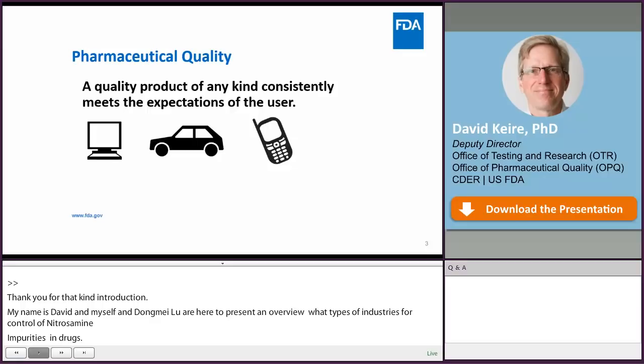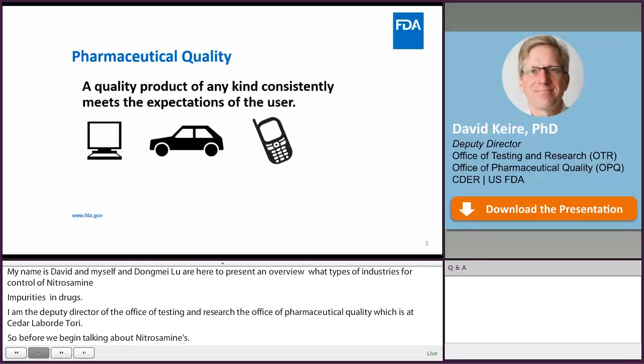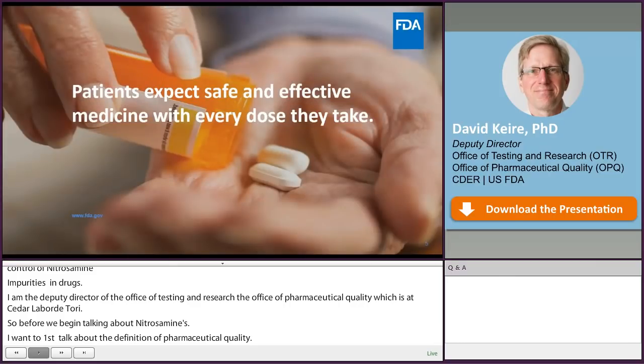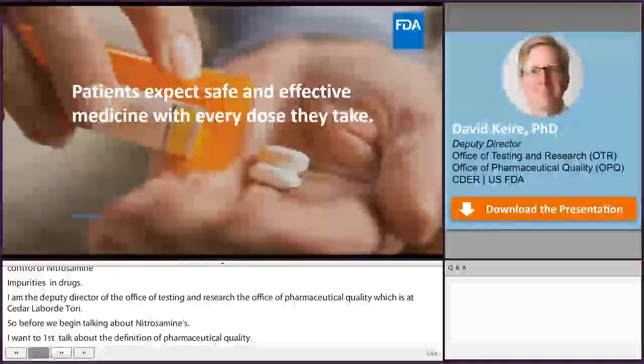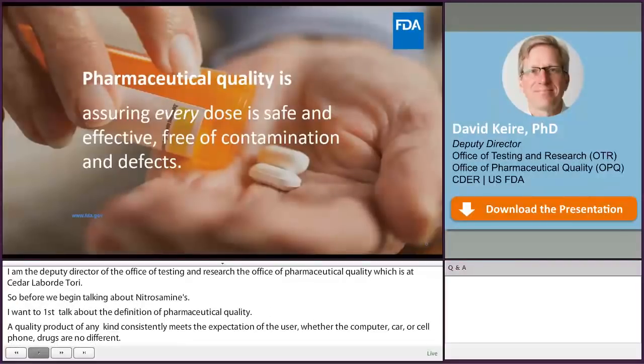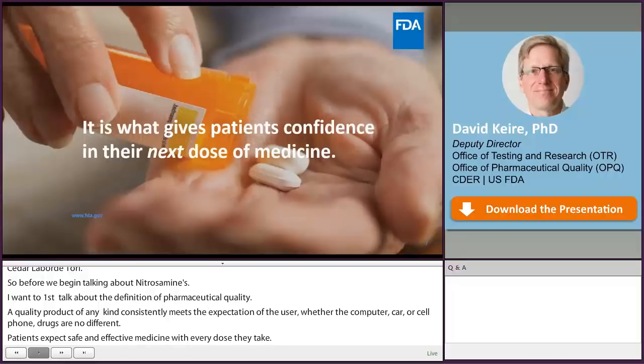Before we begin talking about nitrosamines, I want to first talk about the definition of pharmaceutical quality. A quality product of any kind consistently meets the expectation of the user, whether it's a computer, a car, or a cell phone. Drugs are no different. Patients expect safe and effective medicine with every dose they take. And so pharmaceutical quality is assuring that every dose is safe and effective, free of contamination and defects. It's what gives patients confidence in their next dose of medicine.